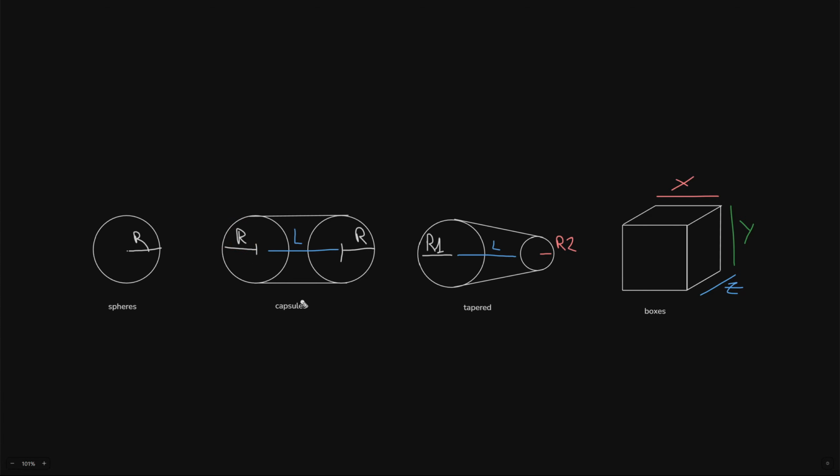A tapered capsule is where a capsule has two spheres, but they have different radii, so then you need three components. And boxes are the most expensive of the basic shapes because they need three components to be defined: the bounds in order to have the depth, the length, and the height.